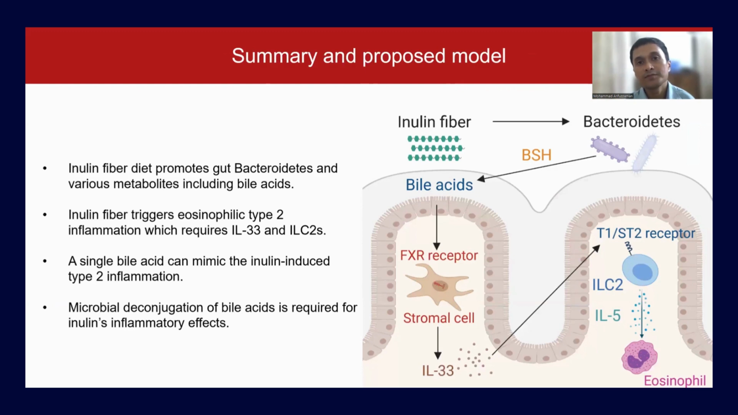To summarize, I think what's happening here is the Bacteroides are being increased by the inulin fiber, and that is leading to more production of bile acids, which subsequently activates stromal cells and group 2 innate lymphoid cells, which I couldn't show you today, which subsequently leads to the eosinophilia and type 2 inflammation.